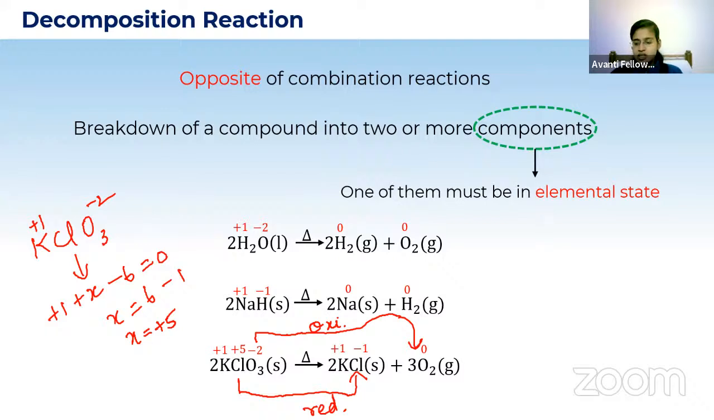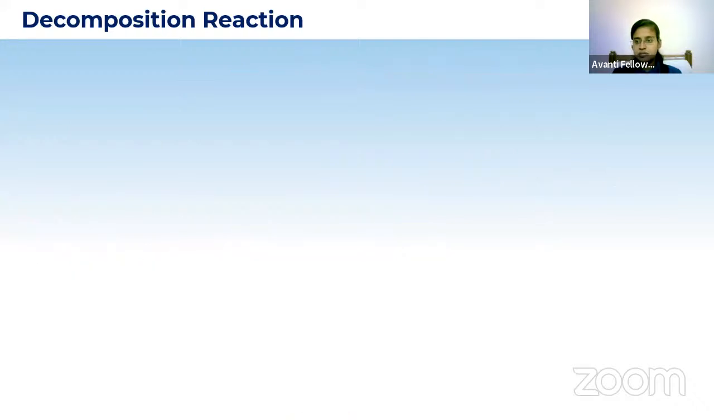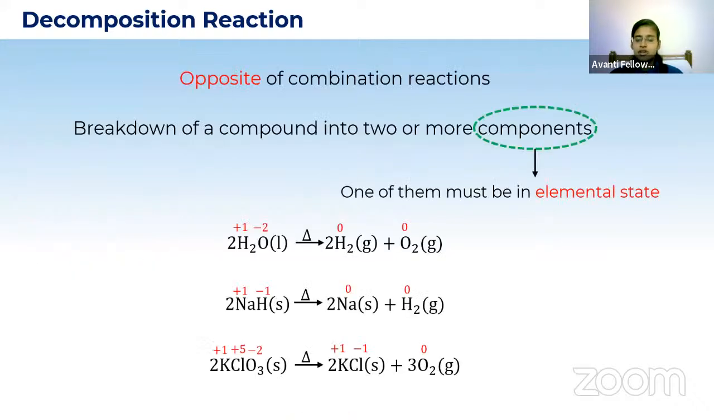Okay. So one compound breaking down into 2 or more than 2 are called decomposition reactions. Clear? Any doubt from this? Do you have any doubt from these 3 examples of decomposition? I have one more thing to tell you about decomposition that I will discuss in the next slide. So everything is clear so far, right?